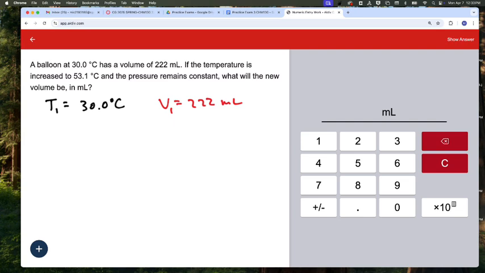Okay, and it says I'm going to change the temperature, T2, to 53.1 degrees Celsius. It then also tells me the pressure is constant. So I'm going to come back to that one. What's the new volume, in milliliters? There are a couple different ways to go through and do this one depending on what stuff you've got memorized.